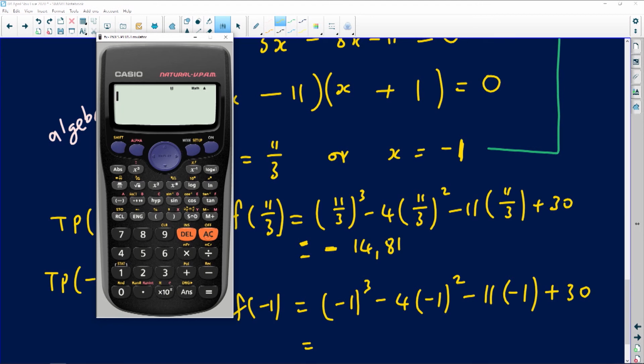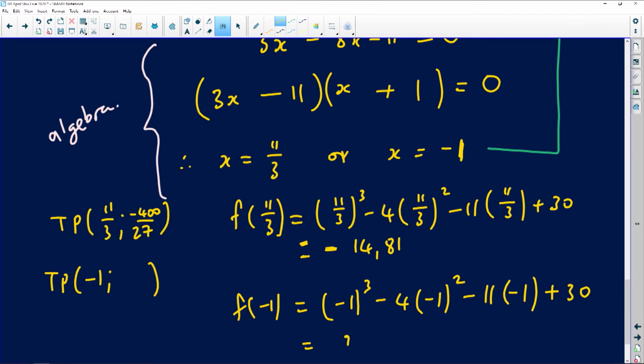So I'm going to be very naughty here. Okay, let me not be naughty. Let me be careful by rewriting everything in full and starting from scratch. Minus 1 cubed, minus 4 into minus 1 squared, minus 11 into minus 1, and the last one is addition of 30. Then if you press the equals sign, you end up with an answer of 36. So this is going to be 36 as the corresponding y value. That means the second turning point is (minus 1; 36), which means we are now happy with what we have so far. We can start going to the next question.